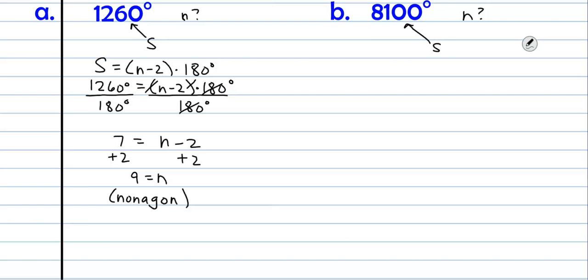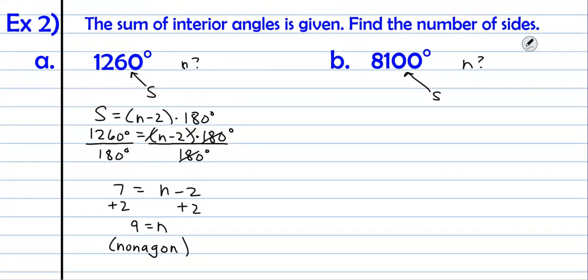So the interior sum of a nonagon is 1,260 degrees. All right, and then we'll just go through that process one more time in case you need to see it. So again, we're replacing S with 8,100 degrees. We're going to use our formula that says we subtract 2 from n and multiply by 180 degrees. From there, easiest thing to do is divide both sides by 180 degrees.